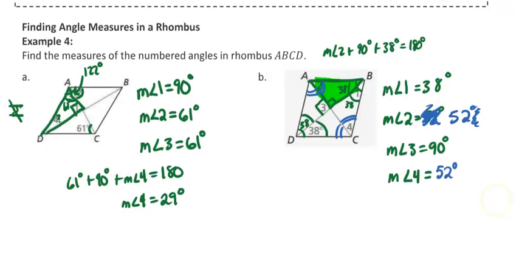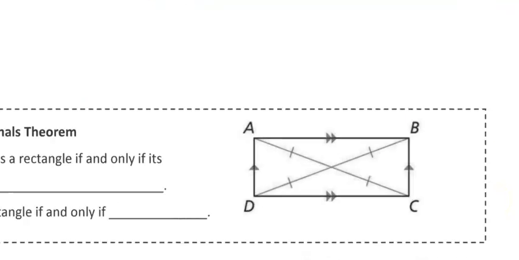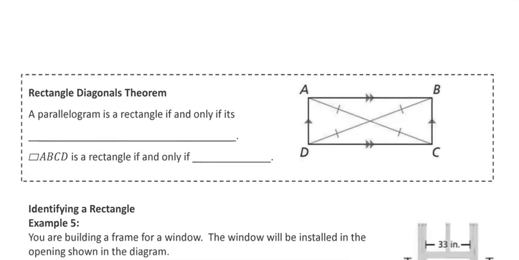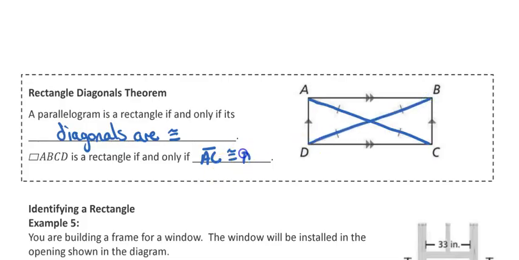Okay. Let's go look at this piece of notes right here. The rectangle diagonals theorem. What the rectangle diagonals theorem says is: a parallelogram is a rectangle if and only if its diagonals are congruent. Meaning the length from A to C, so AC is that whole diagonal, has to be congruent to the other diagonal, D all the way to B.